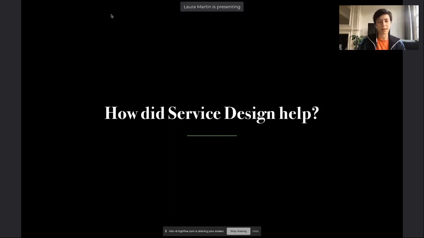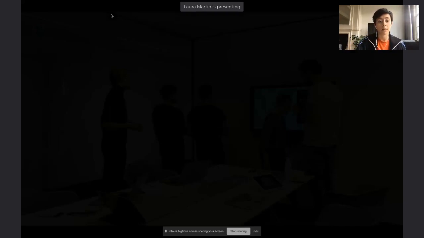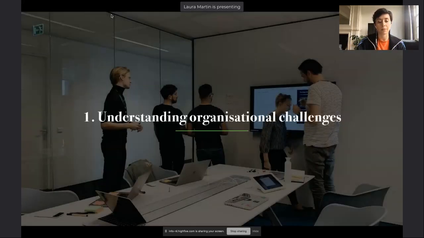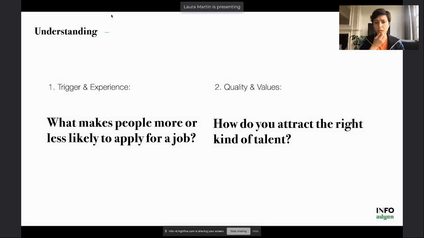And now, a key question, or probably something that you already have in the back of your head. How does service design help on this challenge? Okay, I'm going to give you 4 main takeaways, or 4 elements in which this approach was helpful, and I'm going to try to give you examples to put that down to earth. So the first one was something that I briefly mentioned, the understanding of the organizational challenges. In practice, this was translated into a few things.